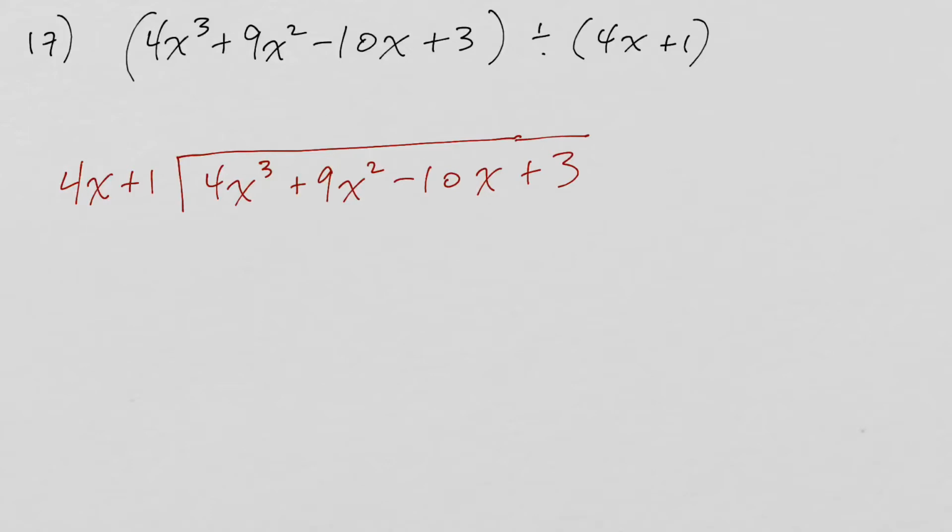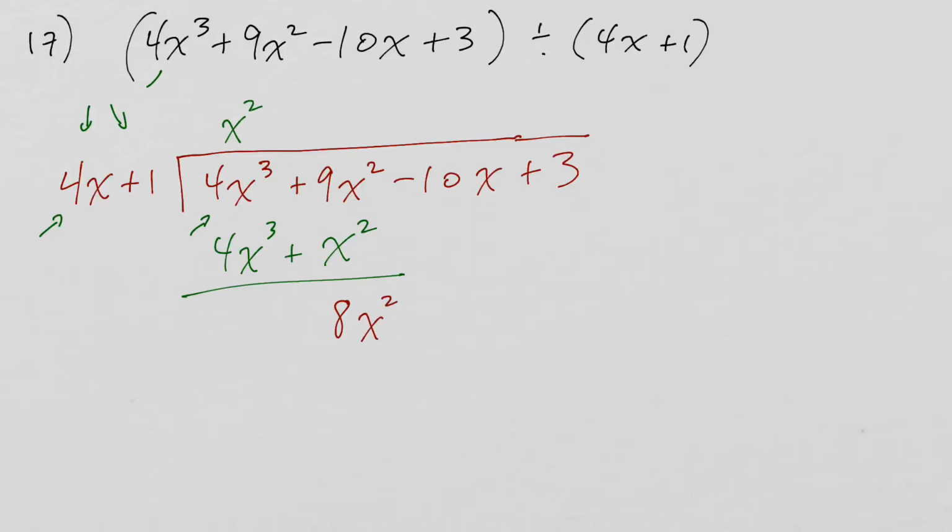All right, and again, I'll look at just the first term, this here and this here, and I need to multiply by x squared. And then I'm going to distribute over here. So I get 4x cubed plus x squared. Everything's positive, so I don't need to flip any signs. I can just subtract. 9 minus 1 is 8, and then I drop the 10.